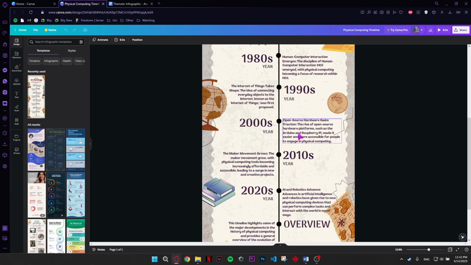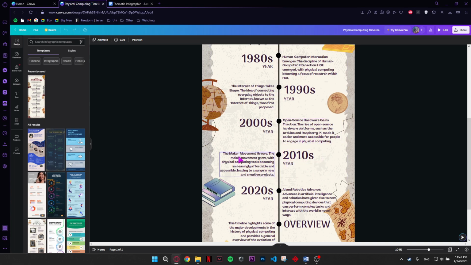While in the 2000s, open source hardware gains traction. The rise of open source hardware platforms such as the Arduino and Raspberry Pi. These words are ones you can get familiar with. They made it easier and more accessible for people to engage in physical computing. Arduino is mostly used in robotics, so you can also search on what the purpose of the Raspberry Pi is. These two words are really common in physical computing.